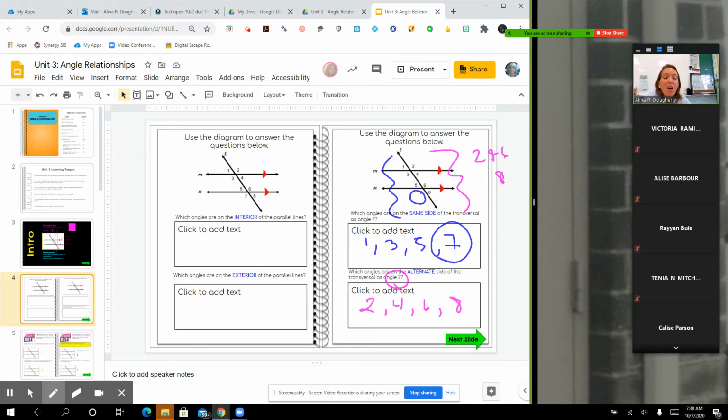So alternate means the opposite side. Same side is clearly same side. Interior is inside the parallel lines. Exterior is outside the parallel lines. So here we're talking about same side goes with the transversal and alternate goes with the transversal, whereas interior goes with the parallel lines and exterior goes with the parallel lines. Okay? I'm going to stop sharing for a second.